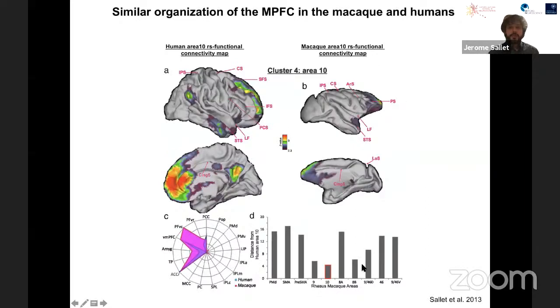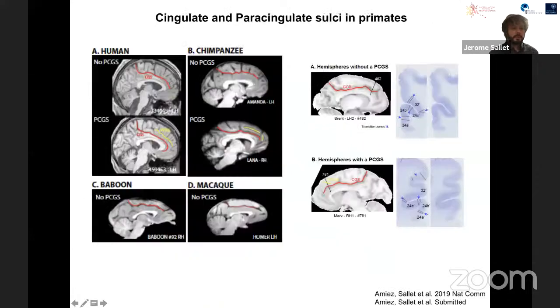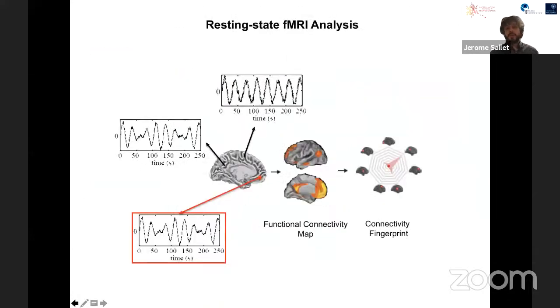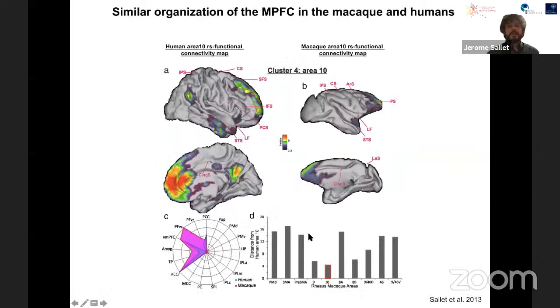We can do that in humans, but we could also do that in macaques, for which we have also collected resting state fMRI. Because we know that some regions are homologs between the two species, we can compute a connectivity fingerprint for humans and macaques in the same regions, and then quantify the similarities and differences between the two species.